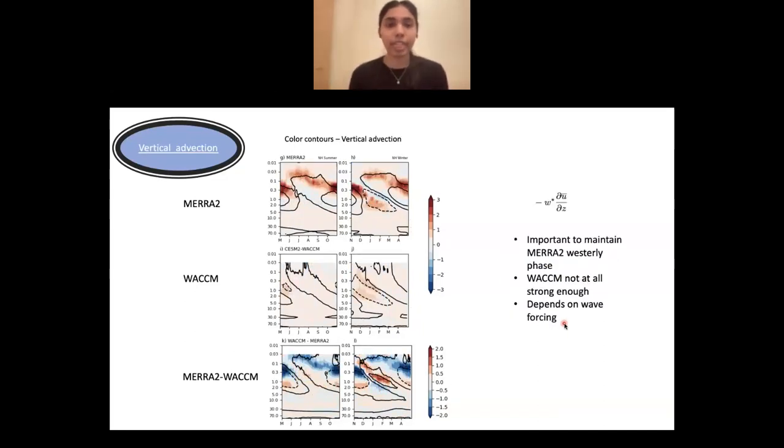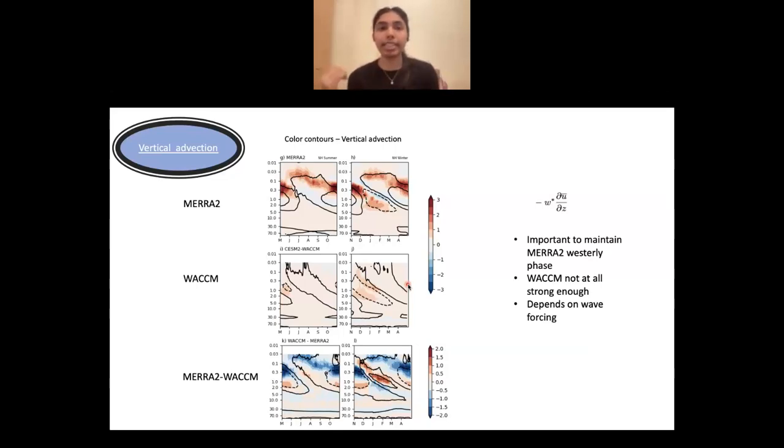It is much similar to the earlier plot, and instead the color contours here are the vertical advection. And if we look at the MERRA2 panel, we can see that in the second half of the westerly phase, there is strong positive forcing coming in due to the vertical advection. This suggests that in order to maintain the westerly phase of SAO, a positive vertical advection is important in MERRA2. But if we move on to vacuum, we can see that that forcing is completely absent. So this is a huge difference between MERRA2 and vacuum.